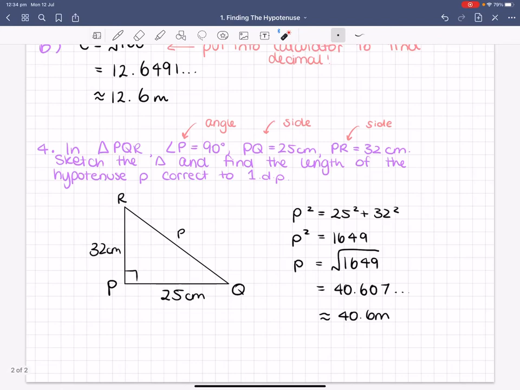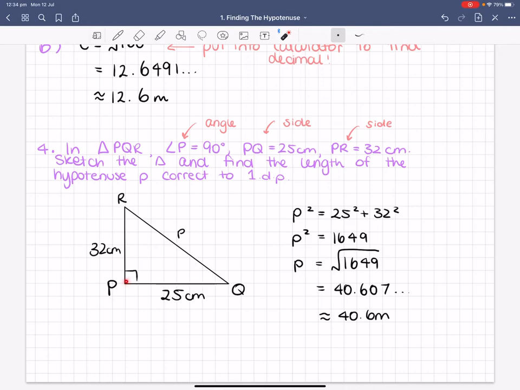All right, last one. Question says, in triangle PQR, angle P is equal to 90 degrees. PQ, so that represents the side that goes from P to Q, equals 25 centimetres, and PR equals 32 centimetres. Sketch the triangle and find the length of the hypotenuse p correct to 1 decimal place. So here we've got triangle PQR. Because we know that angle P is 90 degrees, that's the one that's going to be the right angle.